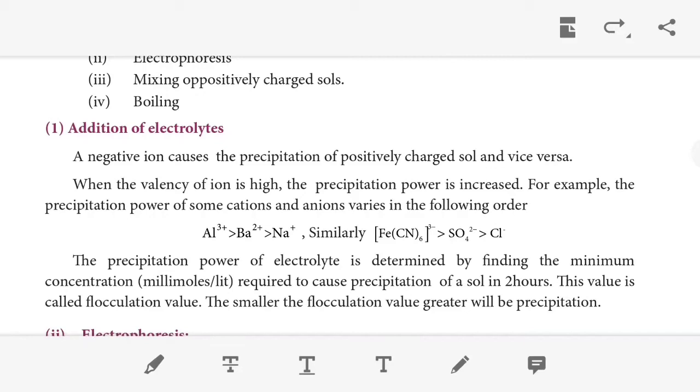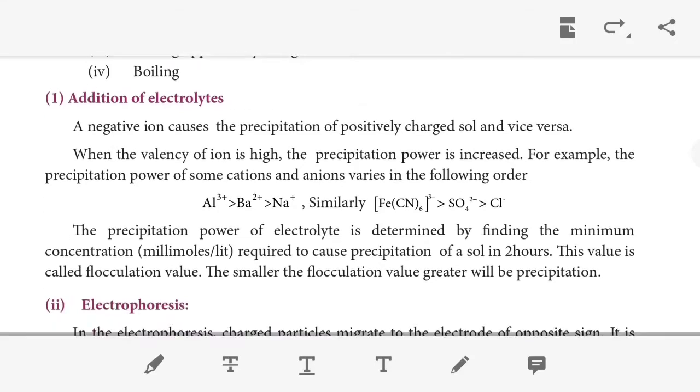The next one is electrophoresis. Just now we discussed electrophoresis. The charged particles migrate to the electrode of the opposite charge. If it is positive, it migrates to the negative side. If it is negative, it will migrate to the positive electrode. It is called electrophoresis. Okay, the charged particles are migrated.